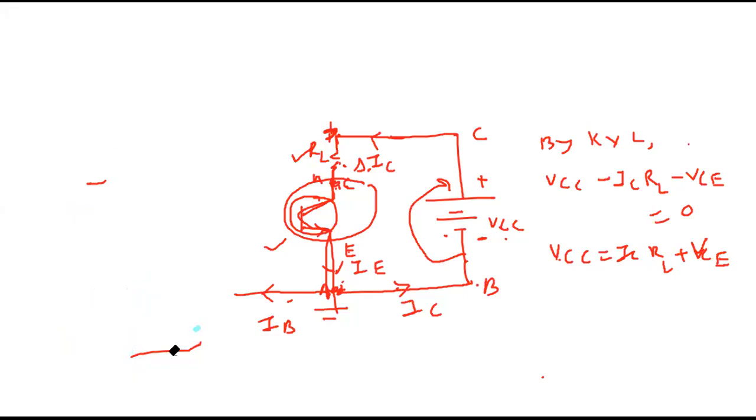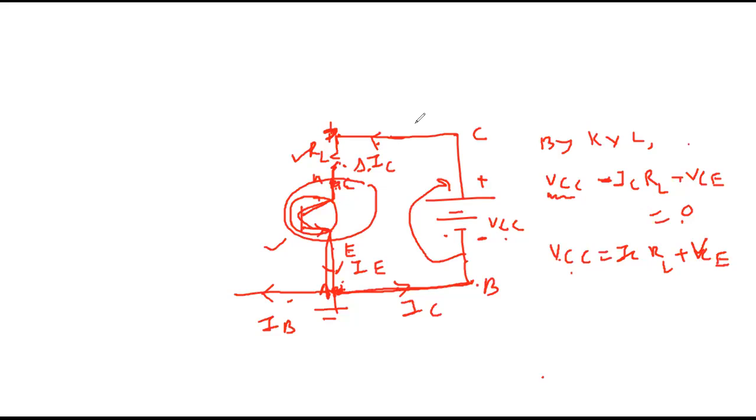What is Kirchhoff's voltage law? Total voltage is 0. This is Kirchhoff's voltage law. Whenever you go from low to high, we say plus. I started from A to B, no drop because there is no resistance. Here there is no resistance, there can't be any drop. Then minus to plus is plus. ICRL in the direction of current is minus. C to E, you are going in the direction of current, so positive to negative is minus, and 0. Therefore VCC is ICRL plus VCE.